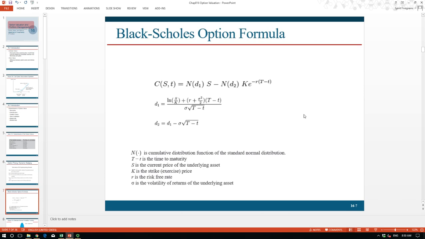Now, let's take a look at this Black-Scholes option formula. Oh my God, you don't want to look at it. It's so complicated. You have to be a PhD in physics or mathematics in order to understand it. But actually, let me do a little interpretation, make it a little easier for you guys.